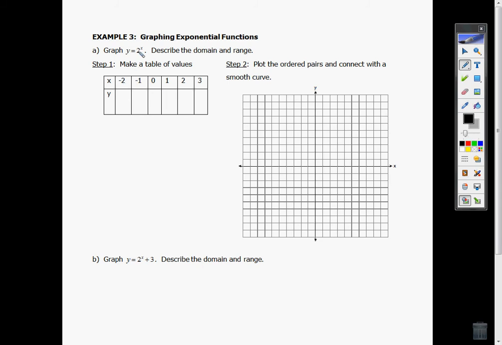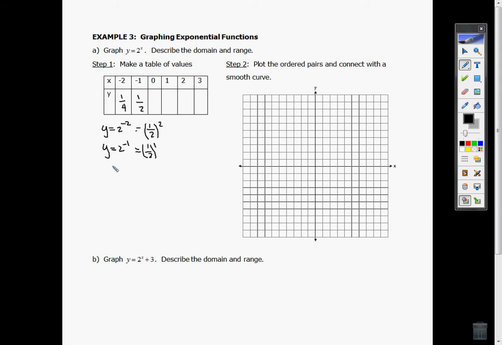So -2 going into this equation gives me y equals 2 raised to the -2. Well, like we just said on the last one, a negative exponent requires me to take the reciprocal of the base. So 1/2 raised to the positive exponent 2. What does that get me? 1/4. My next one, y equals 2 to the -1, again still requires me to take the reciprocal, 1/2. And this time I can raise it to the positive exponent 1. So that gives me a 1/2.